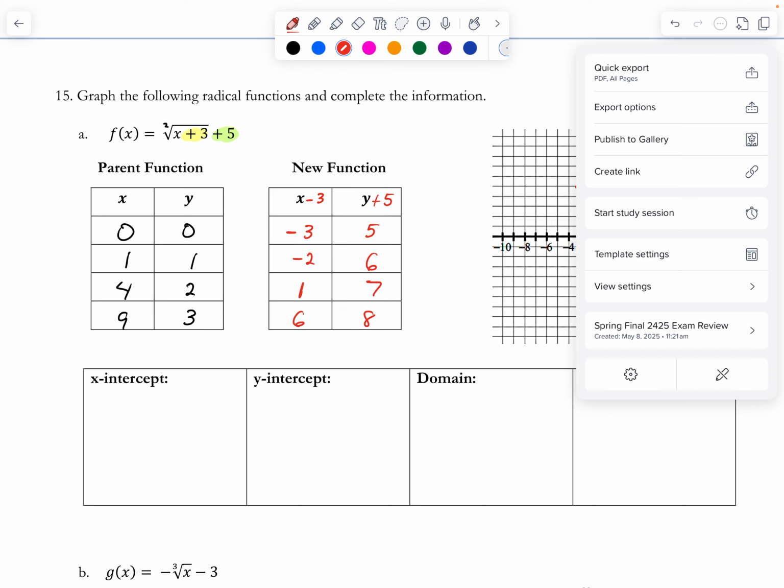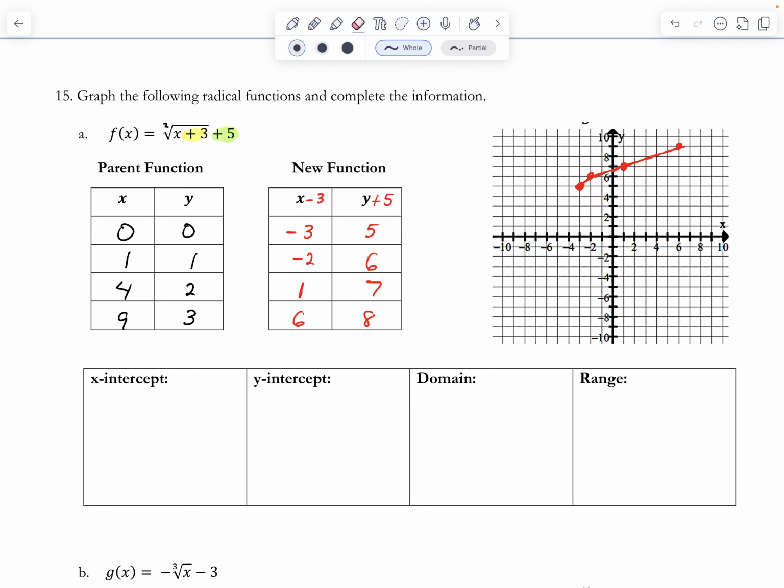I think I graphed 6, 8 wrong. Hold on. Hold up. My bad. I think I missed it. 6, 8. There we go.